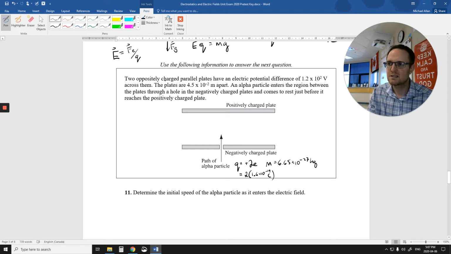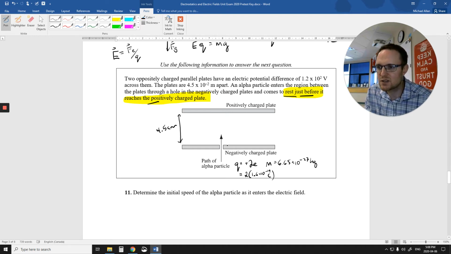That might be useful. So what's happening here is that this alpha particle is traveling between these two plates, and just before it reaches the other side, it comes to a stop. It just comes to a rest just before it reaches the other side. Right? Because what's happening is it's going to slow down. It's going to be attracted towards the negative plate, but repelled by the positive plate. So it's going to go up, up, up, hit the plate just before, and then start coming back down. So that means the final velocity right here, just before it hits the plate, is going to be 0.